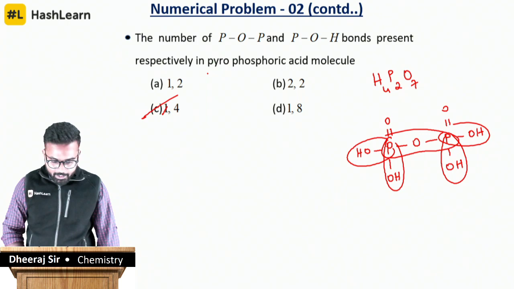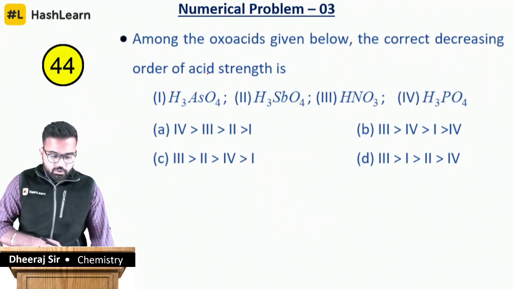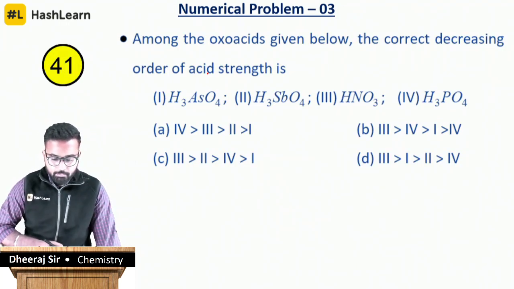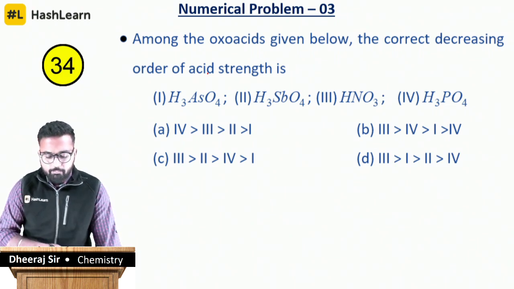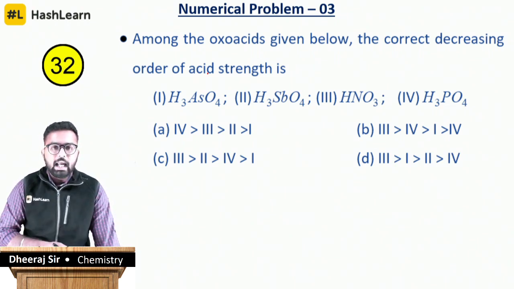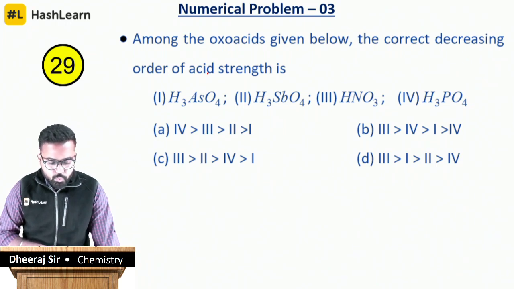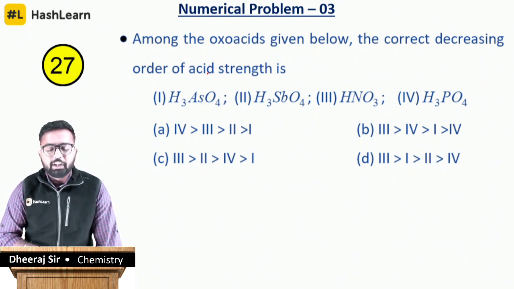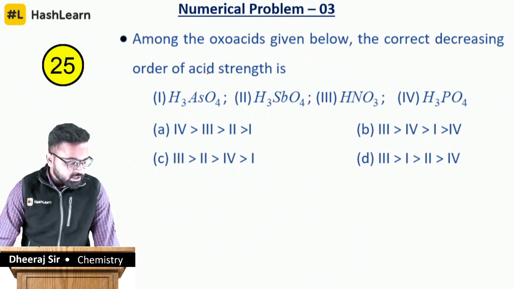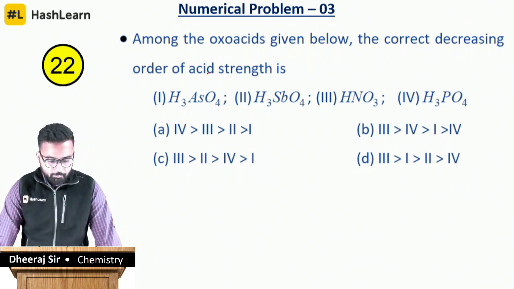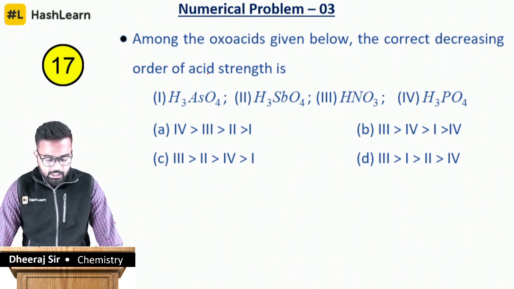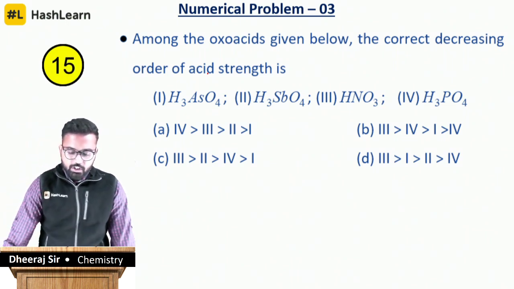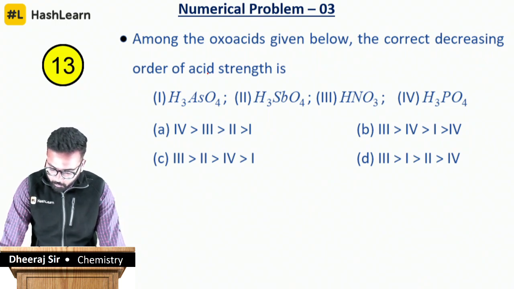Moving ahead, let's look at the third question. Among the oxoacids given below, the correct decreasing order of acid strength is. So we have given you the oxoacids of the nitrogen family: nitrogen, phosphorus, arsenic and antimony. We are asking you which one is going to be the most acidic, or the trend, the decreasing order of acid strength. Go for it. H3AsO4, H3SbO4, that's antimony, and HNO3 and H3PO4. Which one is it going to be?